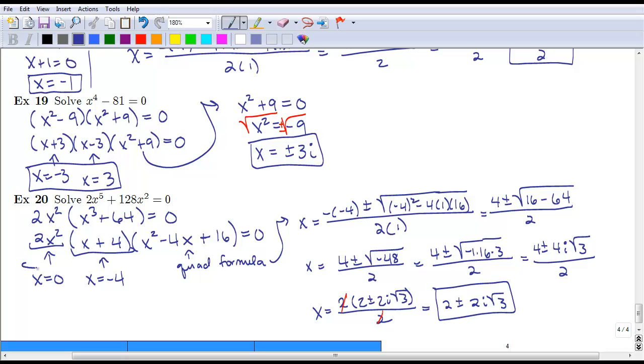And these are your actual 5 answers, because this x equals 0 here is a repeated root. Because it was squared, it actually happens twice. So if you want to, you could write it down twice. So we've got 5 roots: 0, 0, -4, and 2 plus or minus 2i root 3.